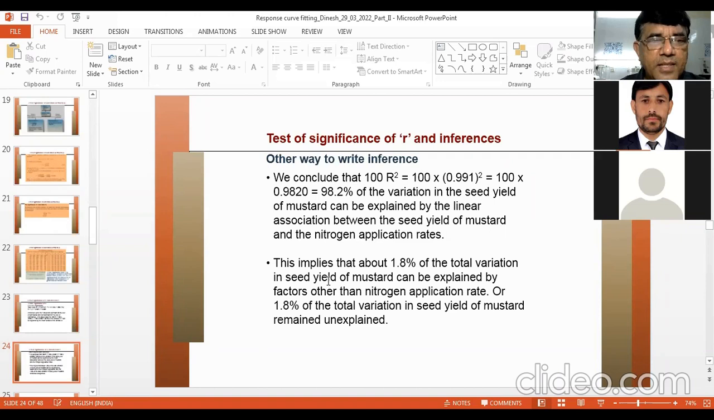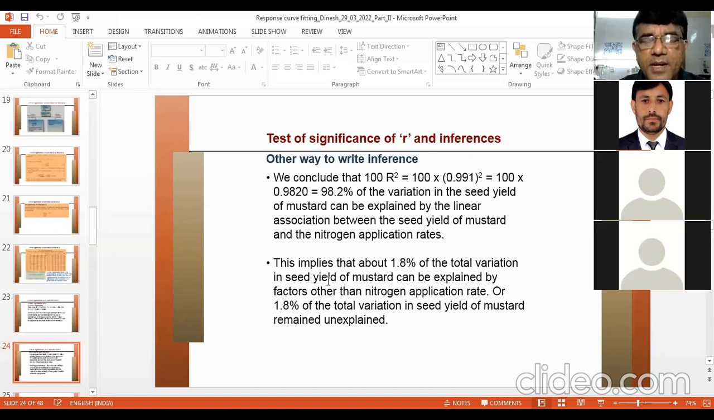This implies, another version is, this implies that about 1.8% of the total variation in seed yield of mustard can be explained by factors other than nitrogen application rate. Means nitrogen accounted only for the 98.2% variability. Other variability could be due to some other factors or other reasons, or 1.8% of the total variation in seed yield of mustard remained unexplained.